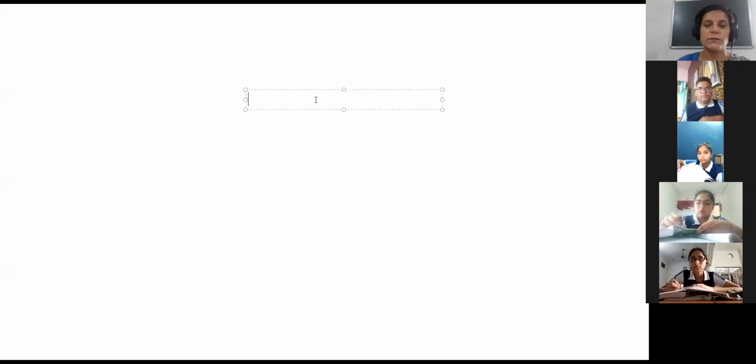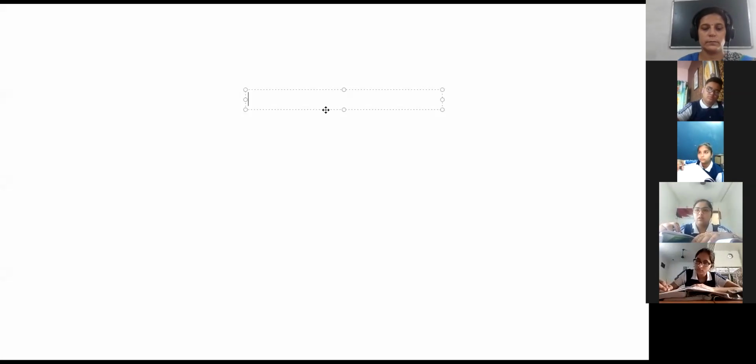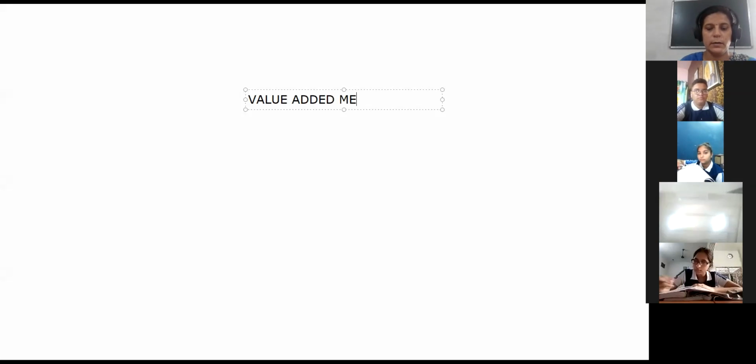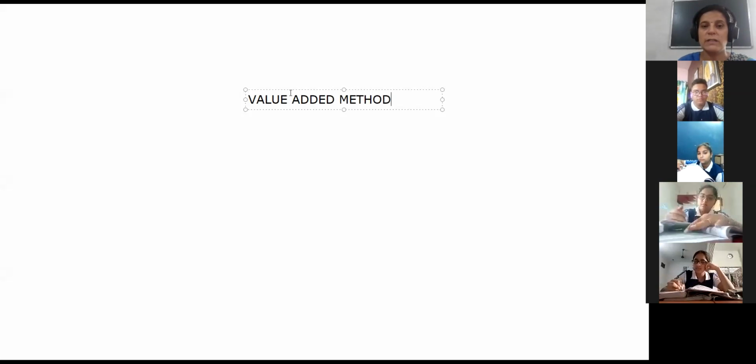So now the first method for calculating the national income. Okay, the first method for calculating the national income is the value added method. Value added method. Okay, the first method for calculating national income is known as the value added method.